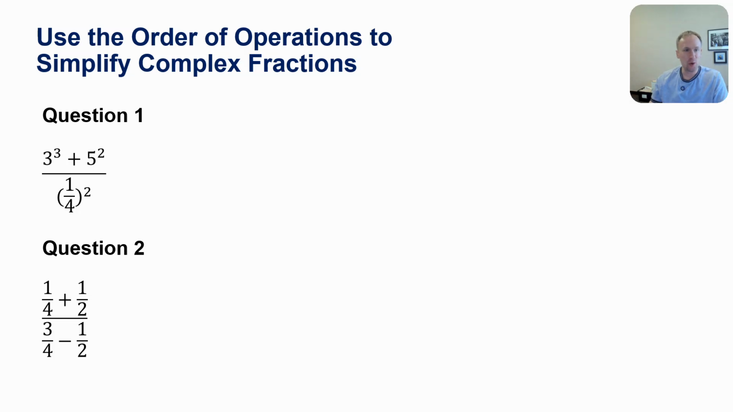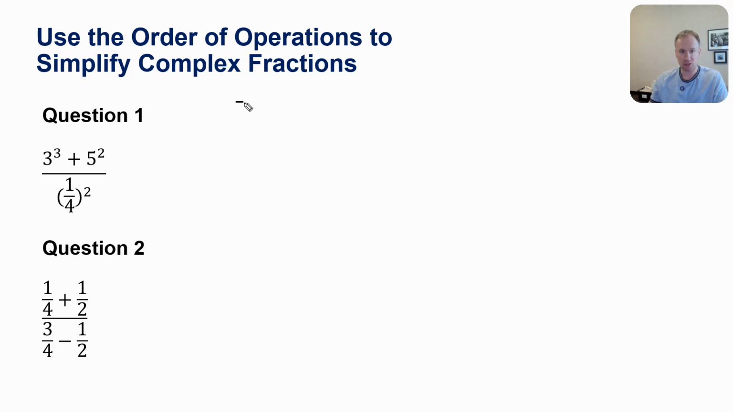Hi everyone, let's go ahead and use the order of operations to simplify complex fractions in the following two questions here. So we have question number 1, 3 to the third power plus 5 to the second power divided by 1/4 squared. So let's start with that here.